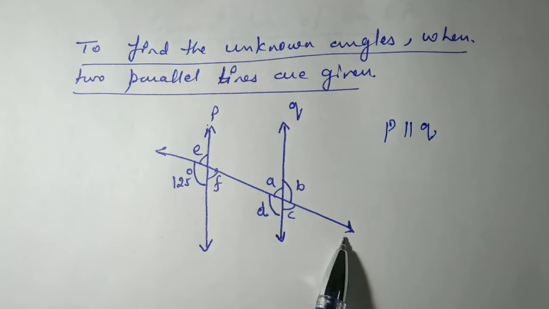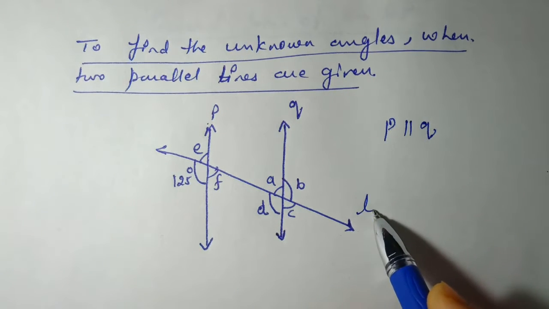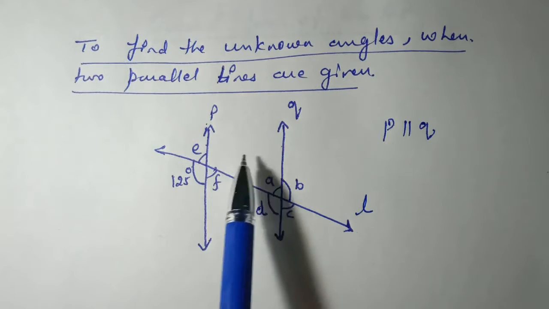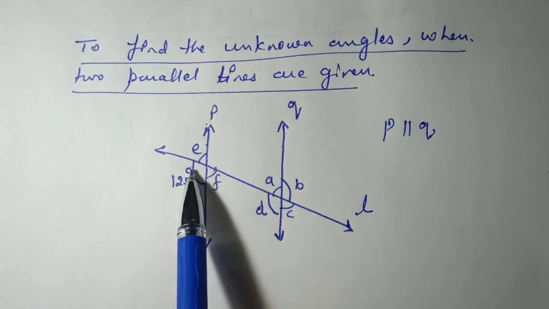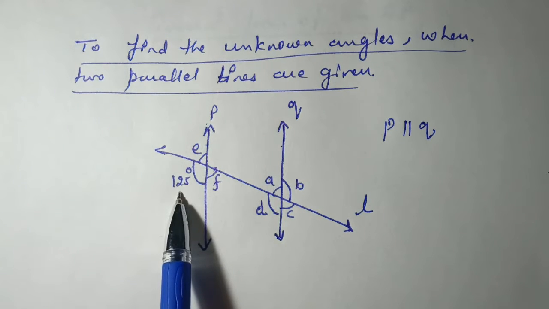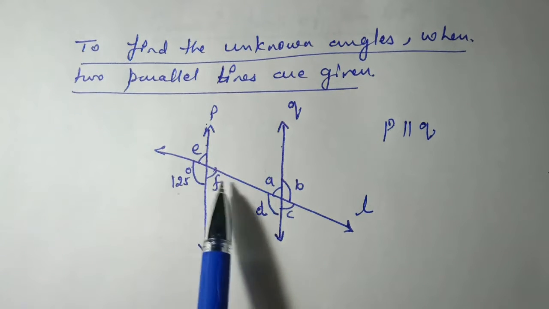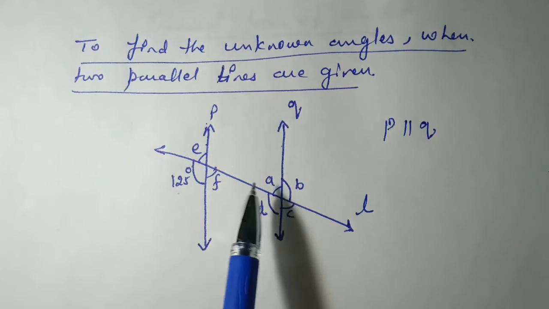So what about this line? This line will be called a transversal, let us take it as L, because it is intersecting the two parallel lines at different points, and when it intersects, some angles are formed. One angle has the measurement 125 degrees and the others are unknown, which are marked by A, B, C, D, E and F. So we have to find the value of these.